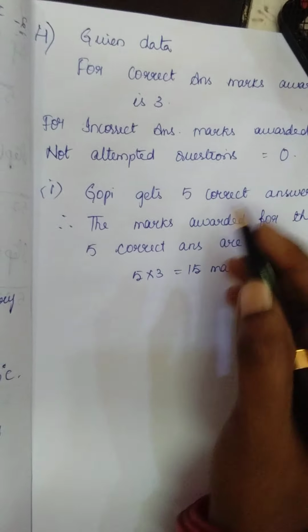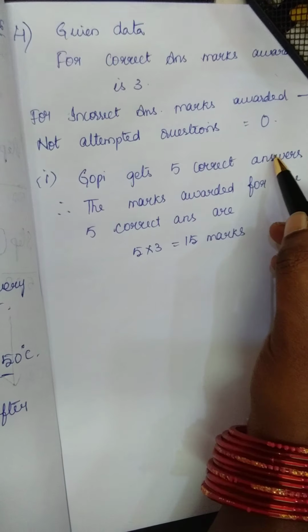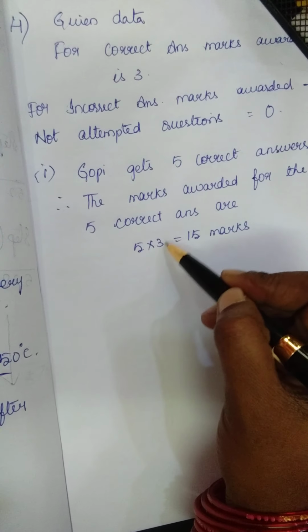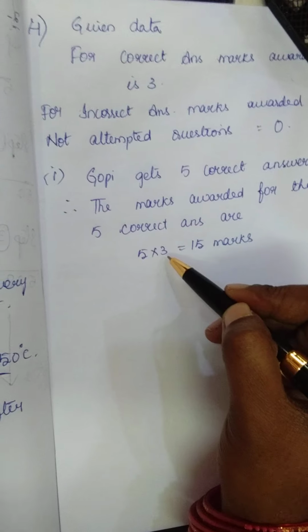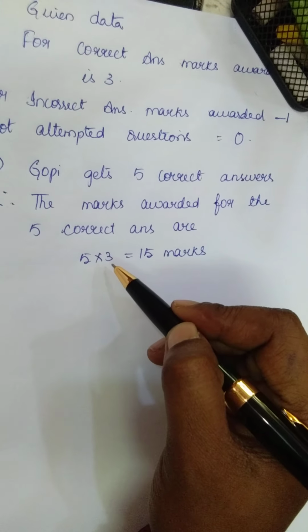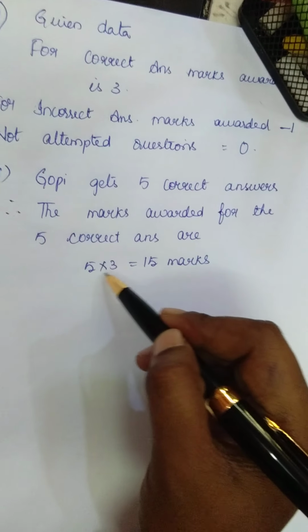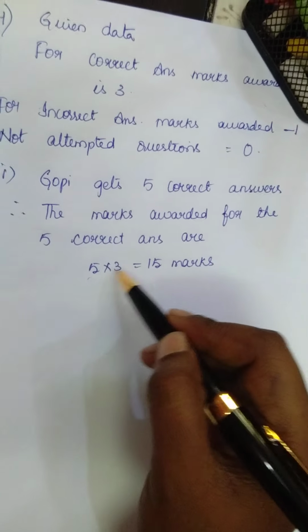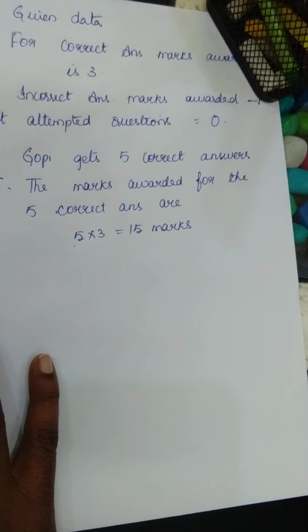Yes or no? For the 5 correct answers he got, for each and every question you have 3 marks. For a correct answer you have 3 marks for one question. So for 5 questions how many marks in total? 5 into 3 equal to 15 marks. Next, what is this other statement?